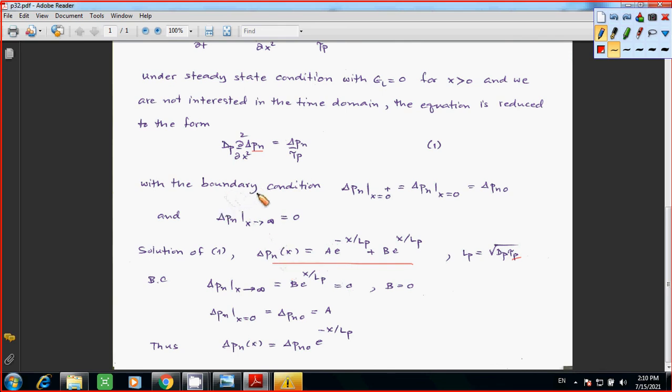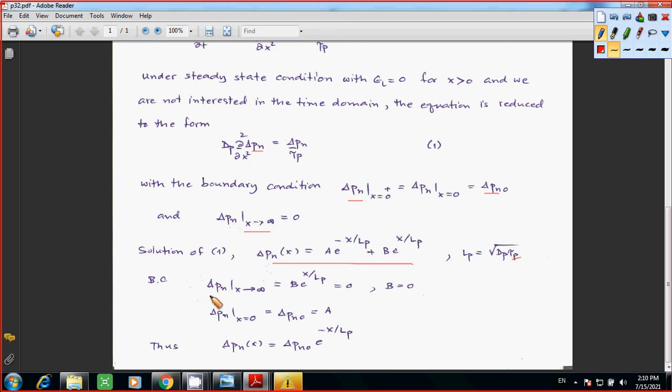Now you need to apply boundary conditions. For the boundary condition, you know that delta Pn at x equal to 0 has to be equal to delta Pn 0. Okay. And also for x going to infinity, you have no excess concentration.